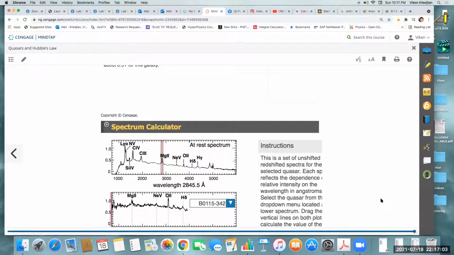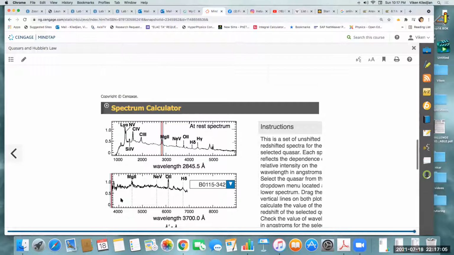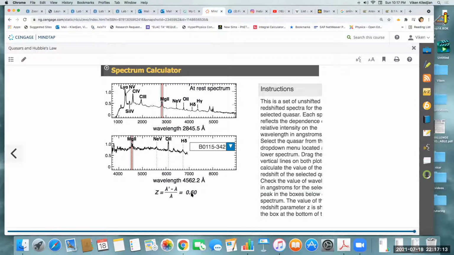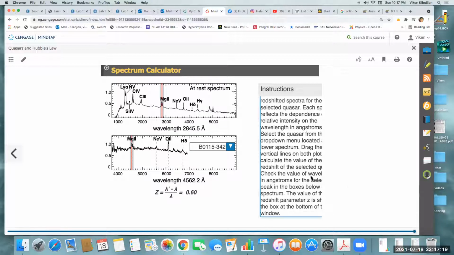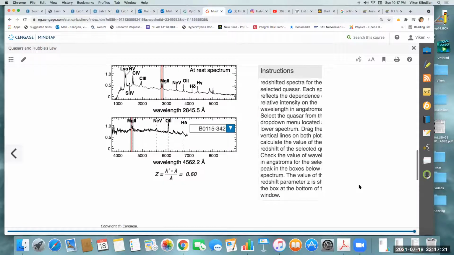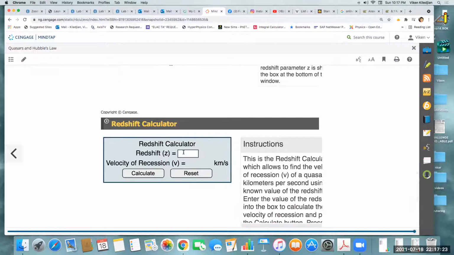Okay, so then we go over here. Oh, wow, that's a huge shift, huh? Okay, that's a shift of 0.6. So then, of course, you would take a snapshot of that. So that depends on the assignment that's asked here. And then from the Redshift calculator, you put the redshift, and then it gives you the velocity of recession. This is a Redshift.